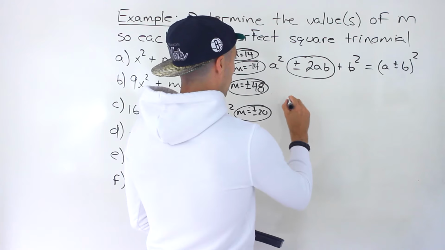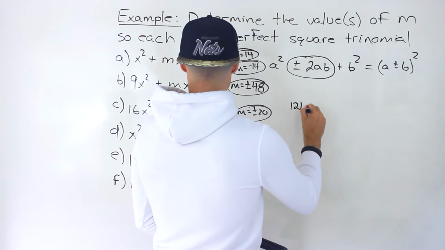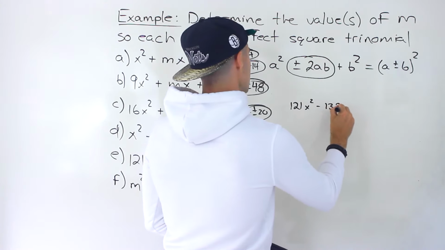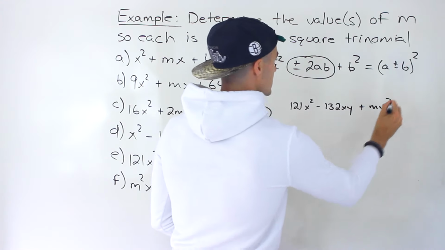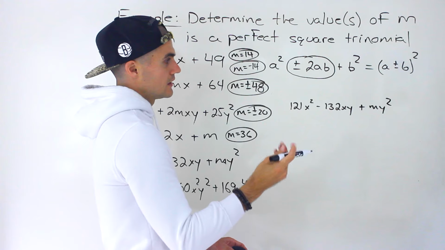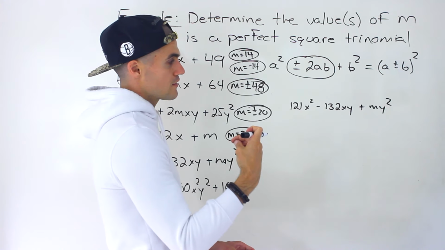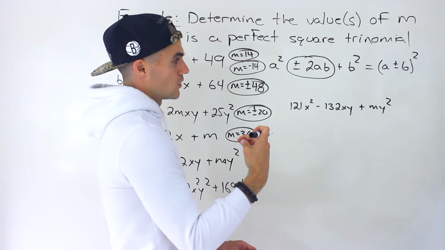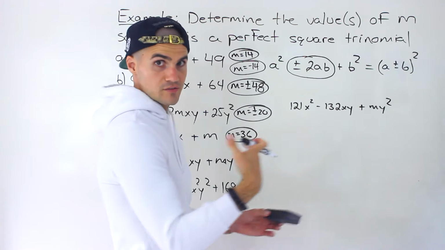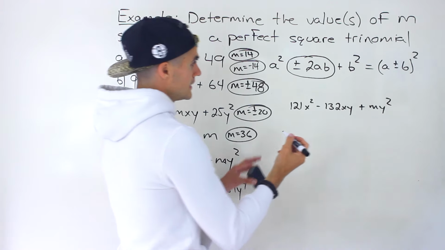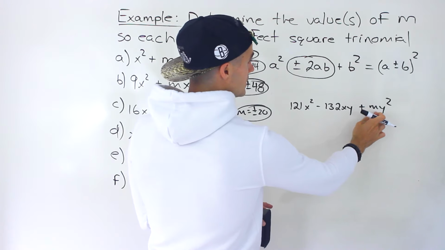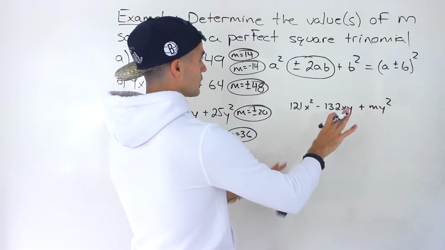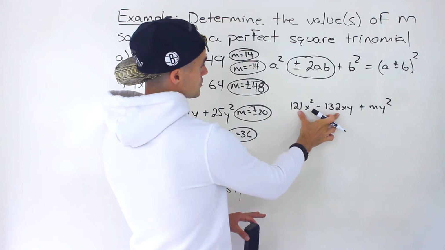So we got 121x squared minus 132xy plus my squared. So same sort of deal. Here we're going to be dealing with multivariables, okay? But same thing applies. So here's where the unknown is going to be. So let's just leave that for now, and let's work with these two portions.